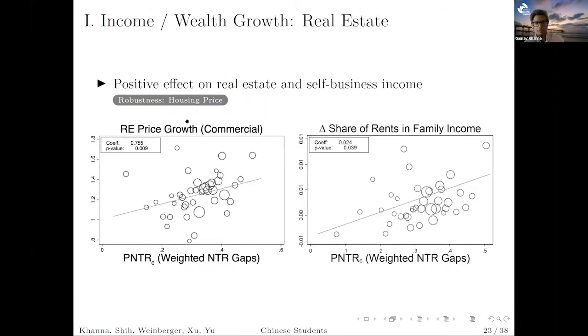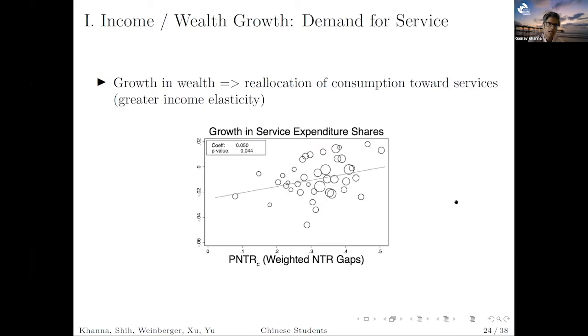So what do we mean by income or wealth growth? Well, a lot of it, interestingly, we find is driven by increases in real estate prices and real estate income. So you see that the trade shock was correlated with a big increase in real estate price growth, and in the share of rental income in family income. You also see more self-employed, more entrepreneurial income being strongly correlated with this kind of shock.